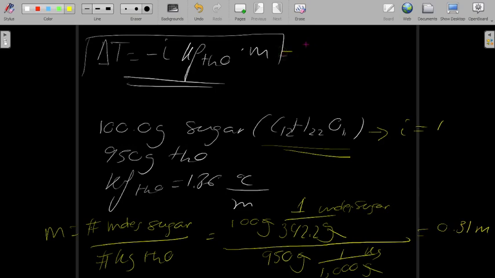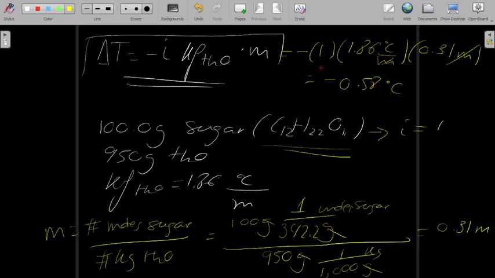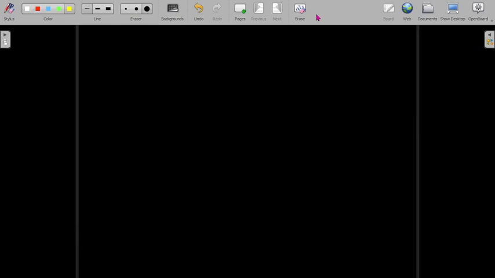Now we can plug everything in. Minus, well, 1 multiplying what? 1.86 degrees Celsius per molality, and the molality I just calculated, 0.31 molality. Units work out perfectly. And the depression in the water temperature is minus 0.58 degrees Celsius. So by adding sugar to the water, the freezing temperature went down 0.58 degrees. Okay, this is done. Now we're going to do some more.